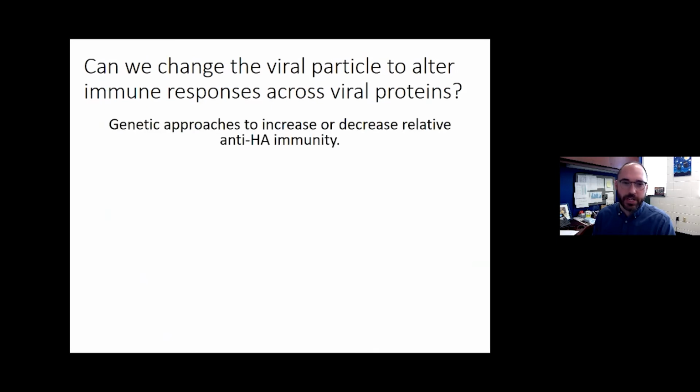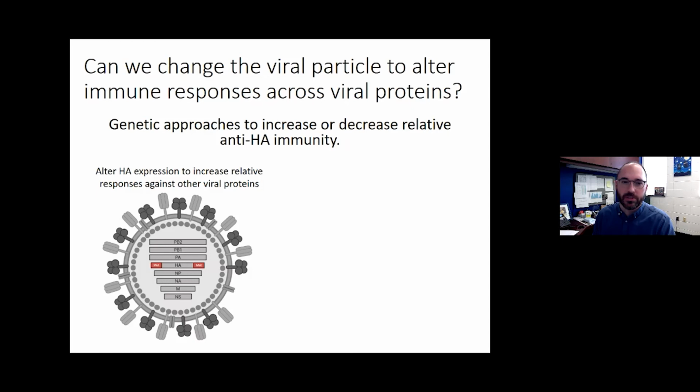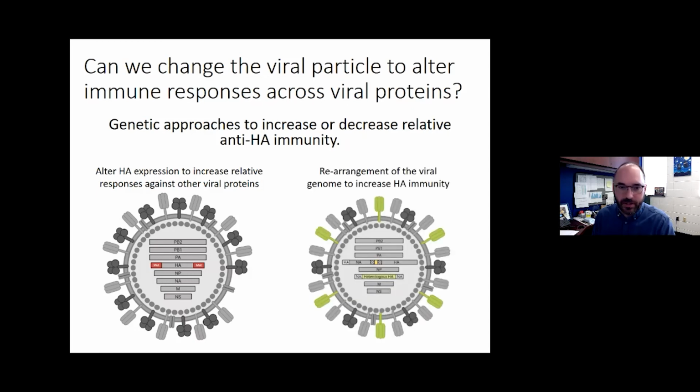And again, our approach is trying to change these virus particles to alter immune responses across these virus proteins, and we take a genetic approach. I'm going to tell you about two approaches in the remainder of the talk. The one on the left is a genetic approach to alter HA expression. So we end up reducing HA content in the virion to increase responses against the other virus proteins. And on the right is rearranging the viral genome to make more hemagglutinin and pack more hemagglutinin onto that virus particle to increase relative HA immunity. Next slide.